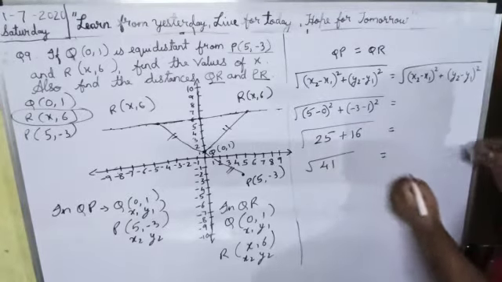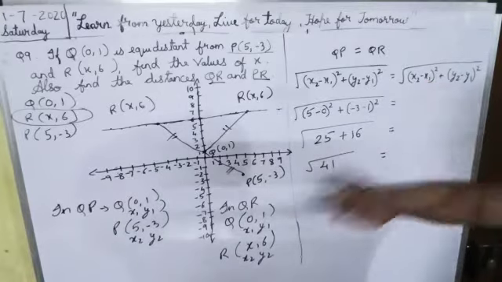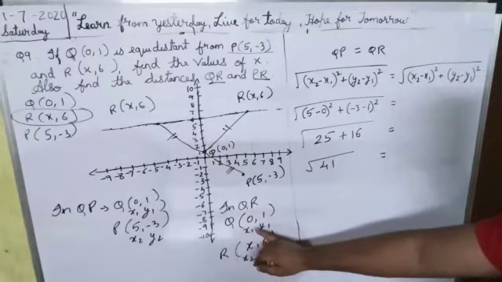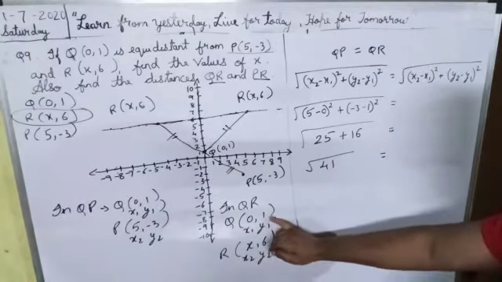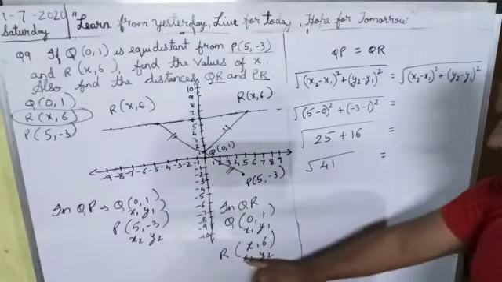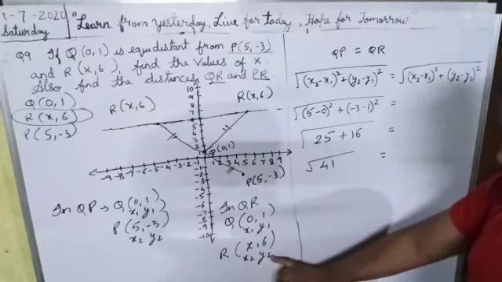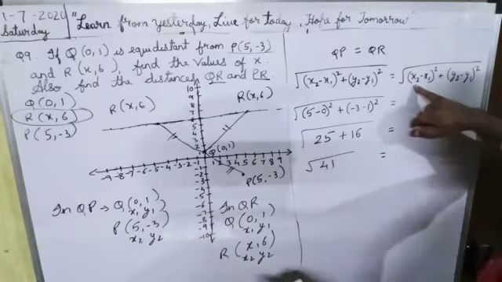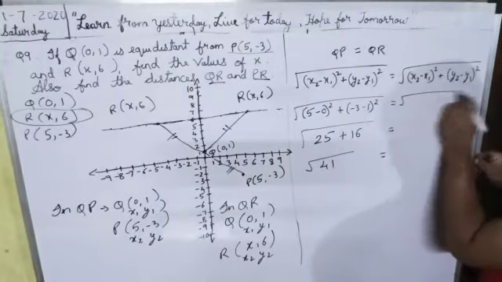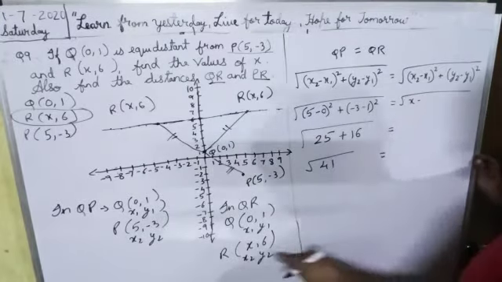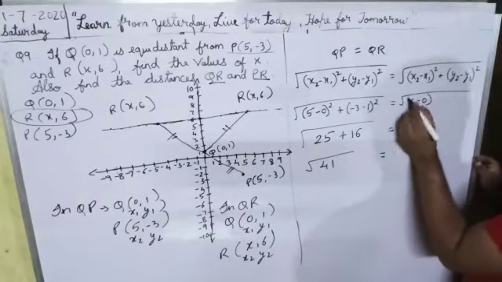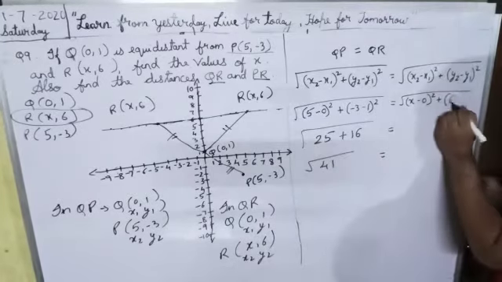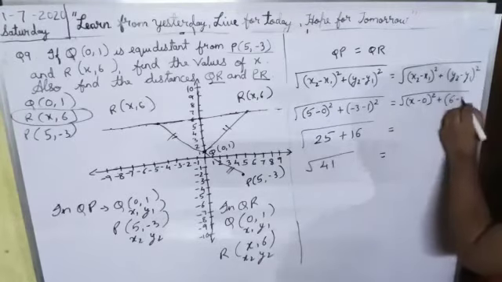Now we will see the other side, QR, a combination of two points. For Q we take x1 as 0 and y1 as 1, and for R, x2 as x and y2 as 6. Putting the values: (x minus 0) square plus (6 minus 1) square.